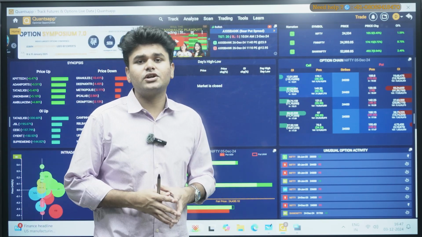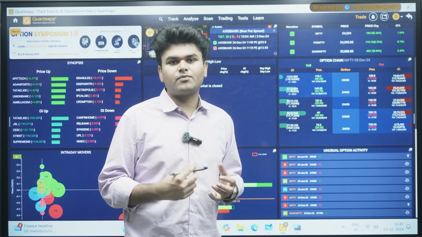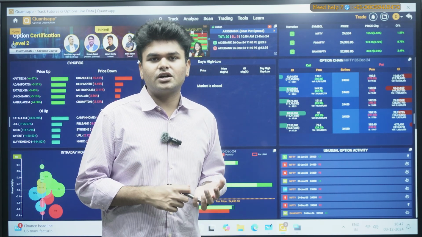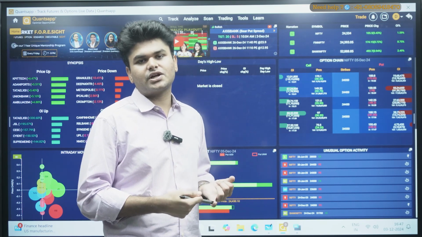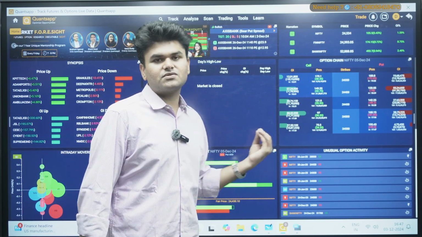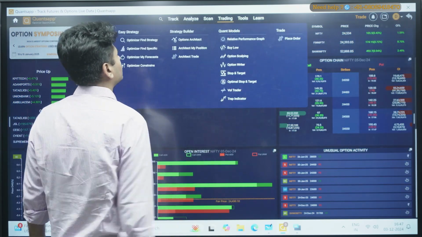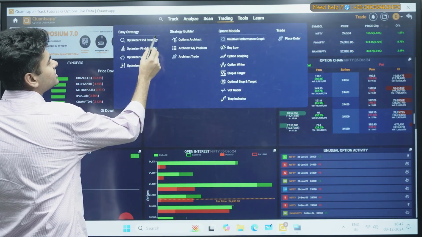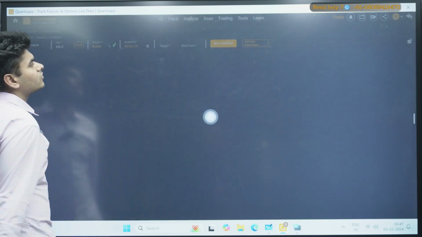This particular tool will help you create strategies where you can be theta positive, where you can basically gain on the IV. If the IV is decreasing, then also you can gain. These kinds of strategies will be shown to you. Simply come here at the trading section. You can see in the easy strategy you are seeing optimizer find strategy, so you can simply go here.